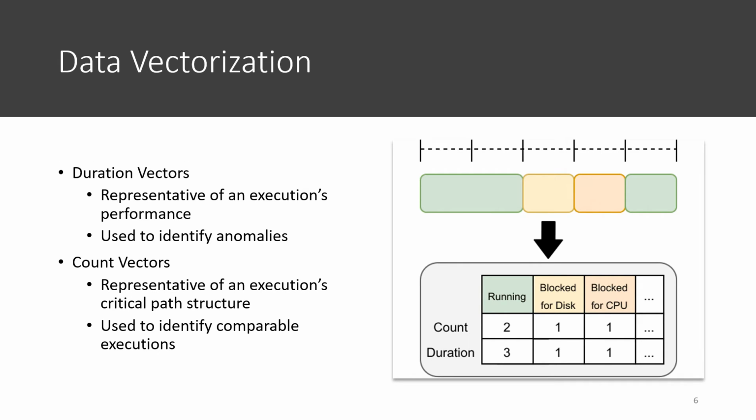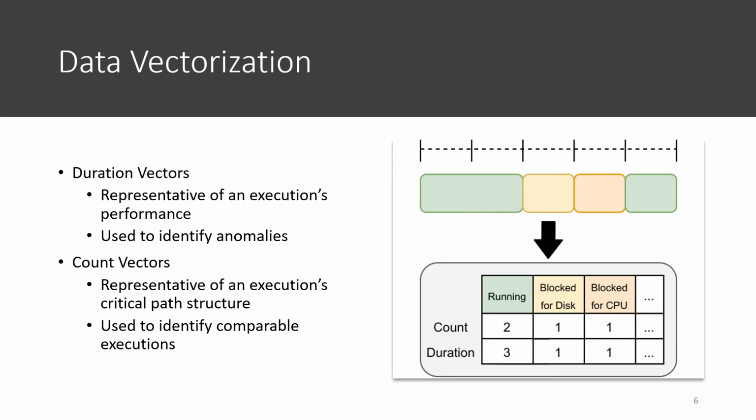We then take these critical paths and we create two different types of vectors. We have critical path duration vectors, which are representative of an execution's performance. This is just where each element in the vector corresponds to one of the possible execution states, and we count how long in total that execution spent in each of those states. This is primarily used to actually identify different anomalies.